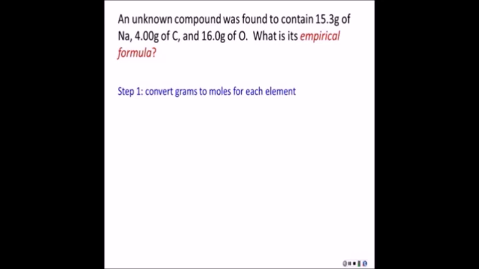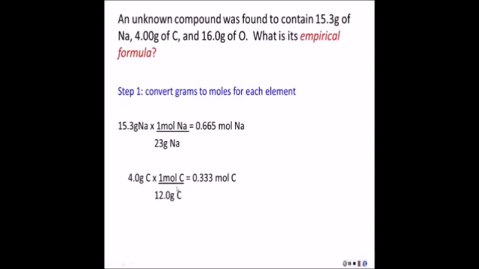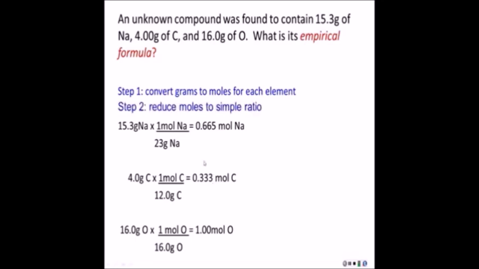So we need to look up the atomic masses. The atomic mass of sodium is 23. If I take the mass from the problem and divide it by 23, I get 0.665 moles of sodium. For carbon, 4 grams, 1 mole is 12 grams, 0.33 moles. And lastly, for the oxygen, 1 mole. All right, so I have my numbers of moles. Now the next step would be to reduce these three numbers to a simple whole number ratio. To do that, I'm going to take the smallest of the three numbers of moles, which is 0.333, divide it into itself and into the other two numbers of moles.